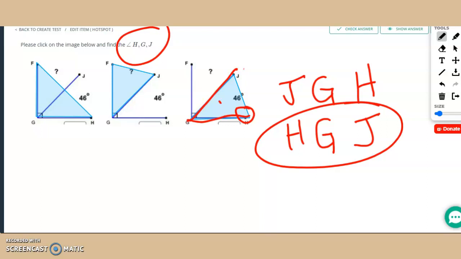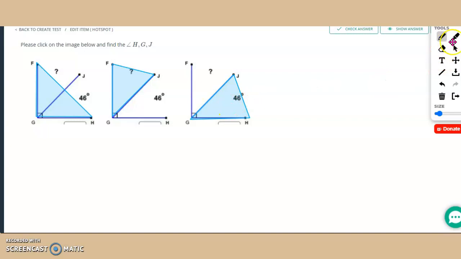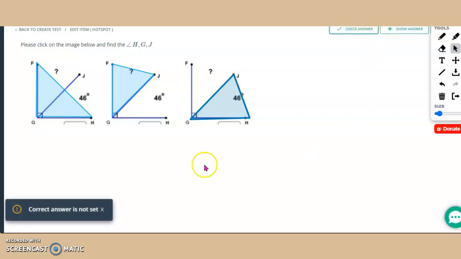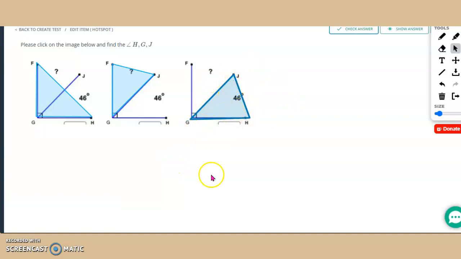So this is the one that I'm going to click on to pick my answer. See how it highlighted? If I click it, it highlights. And then I'm going to check my answer. Ta-da! I haven't set the answer, but this is the answer. This is HGJ. That's the angle of HGJ.